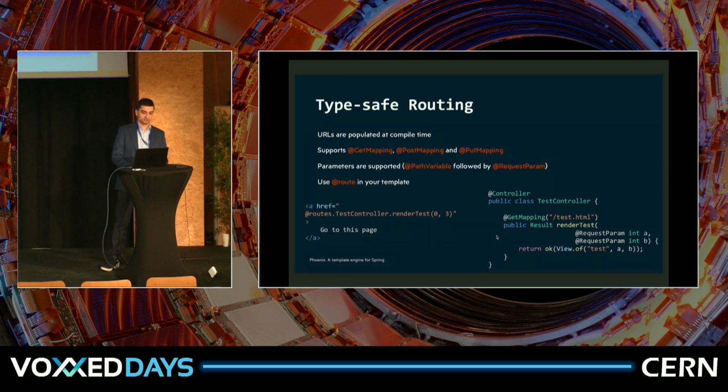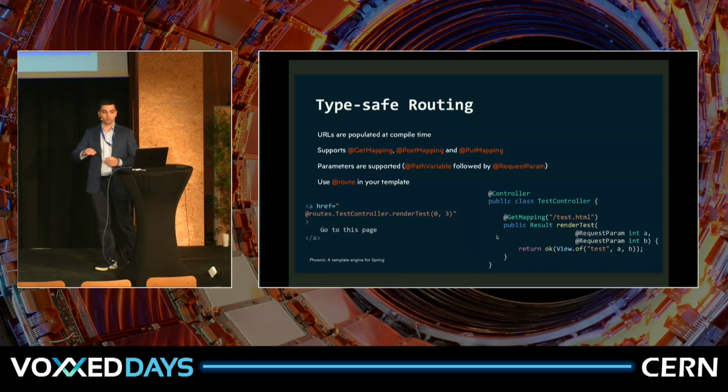Another feature that is not available for other template engines is type-safe routing. When the templates are compiled, instead of having the URL entered directly, you can compute it at runtime. And this way, you are sure that the URL is a valid one, because Phoenix supports both get mapping, post mapping, and put mapping at the moment, and it can interpret path variables and request parameters.